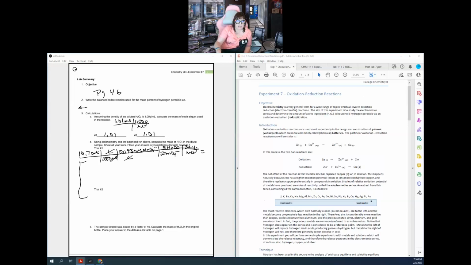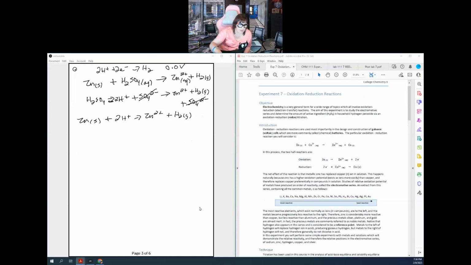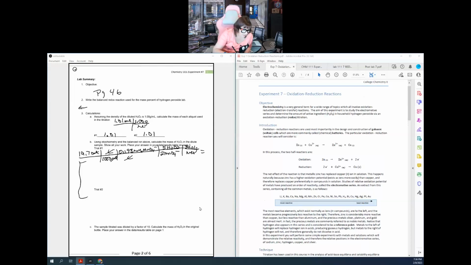Now, that sample was taken from the original bottle and we diluted it 10 milliliters to 100 milliliters. So it was a dilution factor of 10. So we need to take this answer that we calculated and multiply it by 10 to see how much was in the original sample. Okay. So that'll tell you the mass that was in your original sample. Okay, that's awesome. So we take our answer 3B times 10 grams H2O2 in bottle.